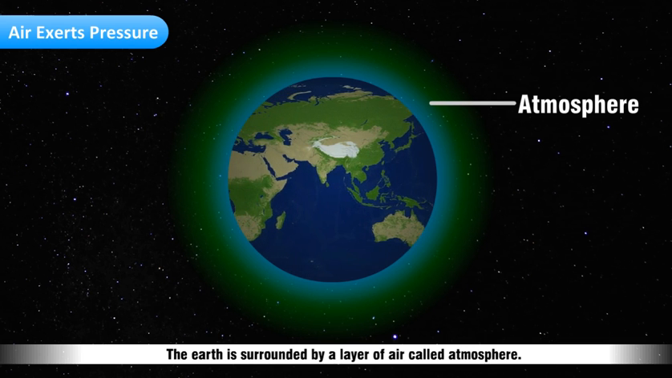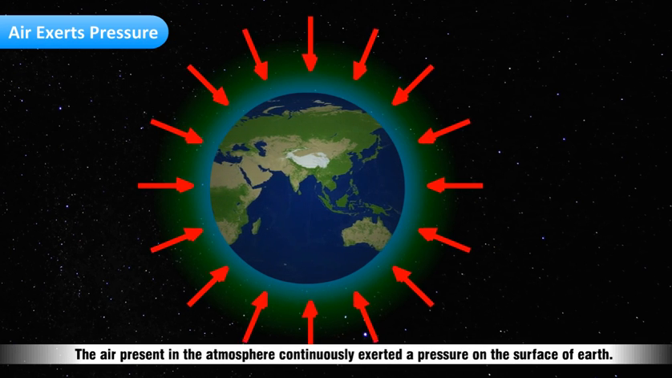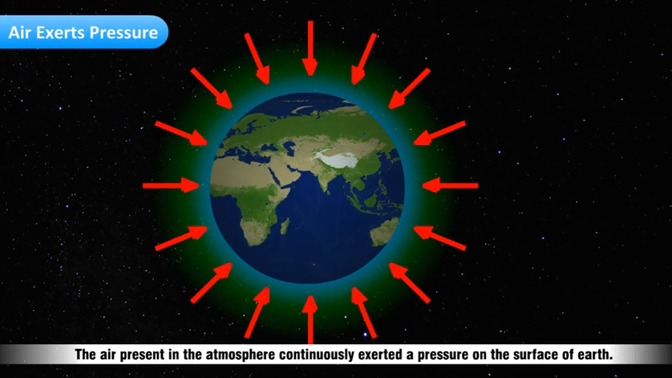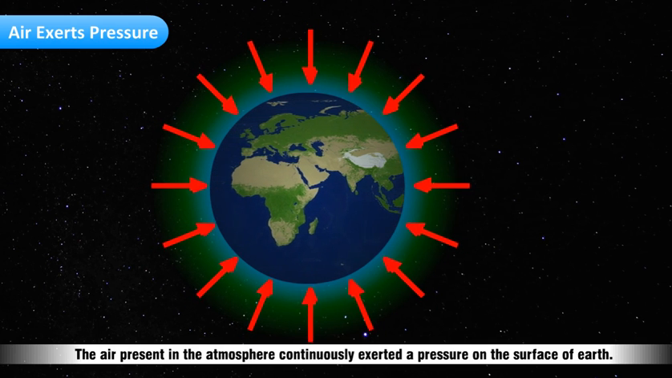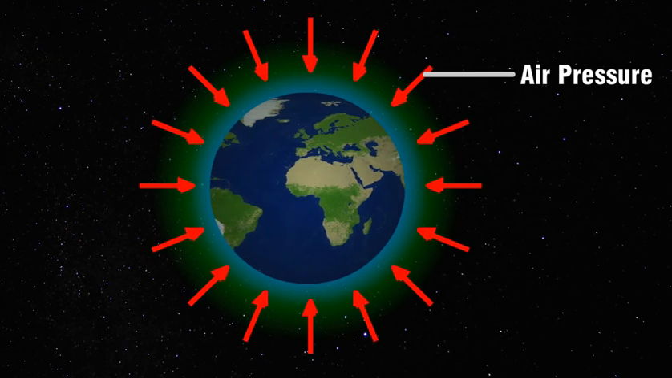The earth is surrounded by a layer of air called the atmosphere. The air present in the atmosphere continuously exerts a pressure on the surface of the earth. This pressure is called air pressure.